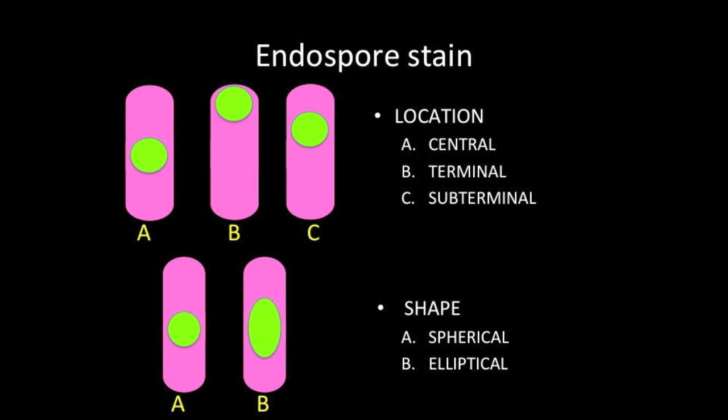Three terms are utilized to describe the location of endospores within sporangia. Centrally located endospores form in the middle of the sporangium. Terminal endospores form at the extreme end of the sporangium, and subterminal form between the end and the middle of the cell. The endospores will be spherical or elliptical in shape, and upon observation you will see that small endospores do not affect the shape of the sporangium, while large endospores cause bulging of the sporangium.